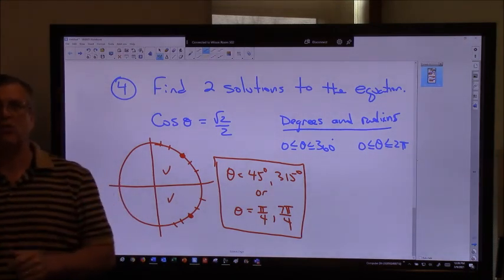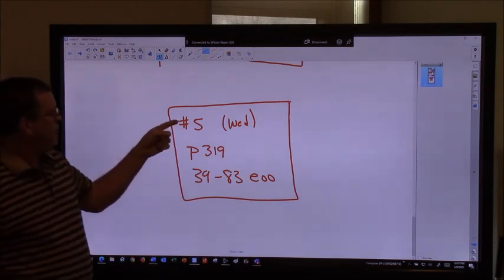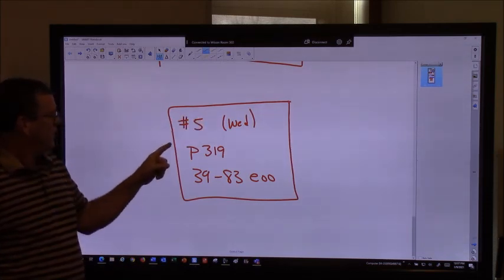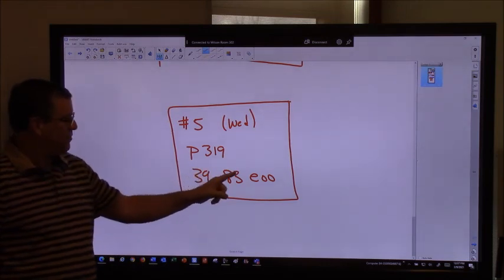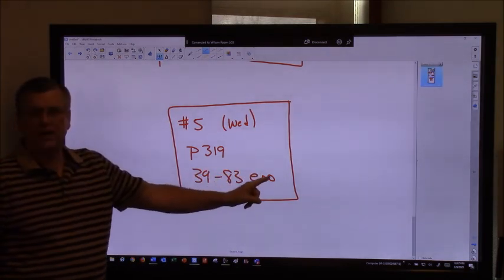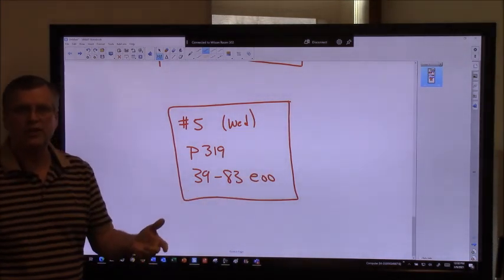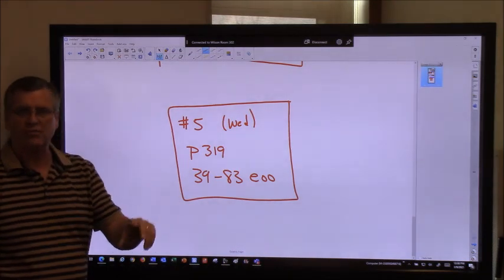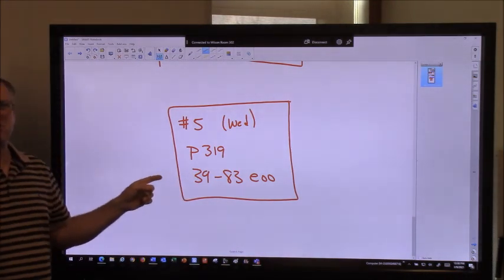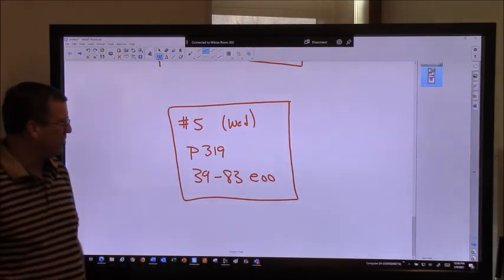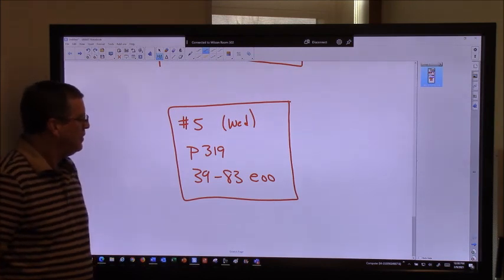All right, let me get you guys a homework assignment. Week number 5, this is our Wednesday piece, page 319. We're going to do 39 to 83, every other odd. So do 39, skip 41, do 43, skip 45. Be real careful as you do that so you don't mess up your count and you get the right problems in. Okay, every other odd.